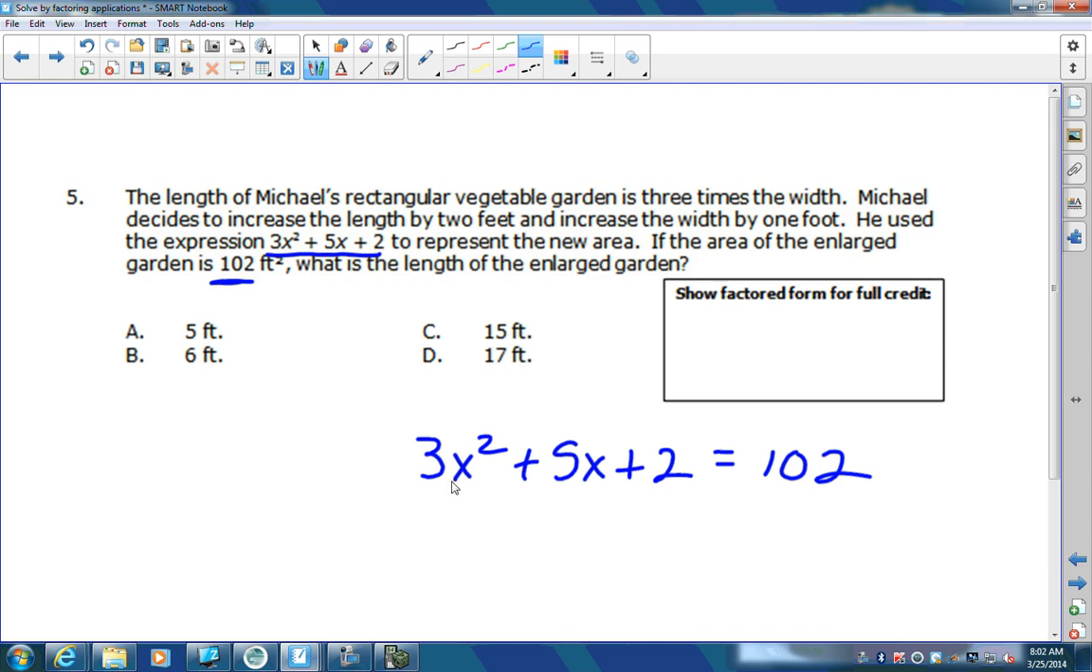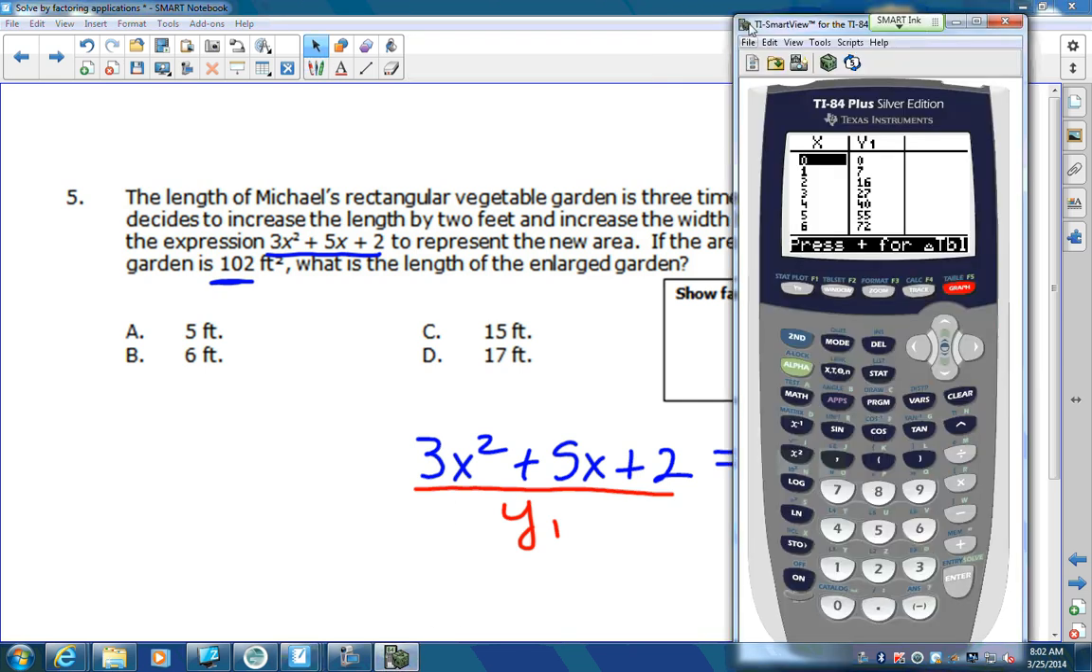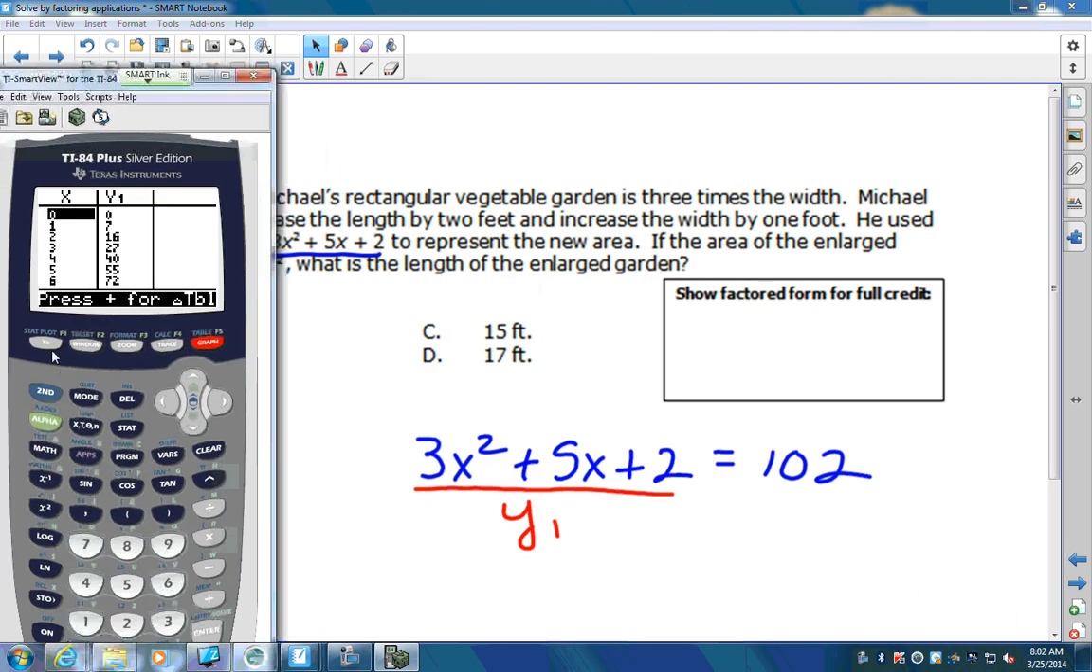Now, what you would do is set it equal to 0 and we could factor it. But why do that? Go in your calculator right now and put this, what I've underlined, into Y1. Okay, so I'm going to go in there and put 3x squared plus 5x plus 2. Now I'm going to press second graph. I'm looking to find 102.